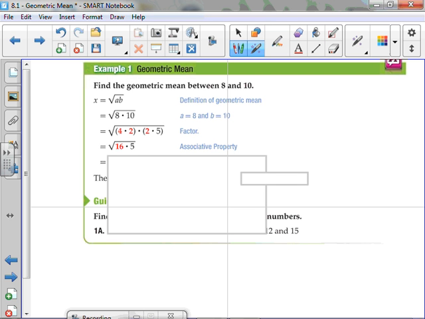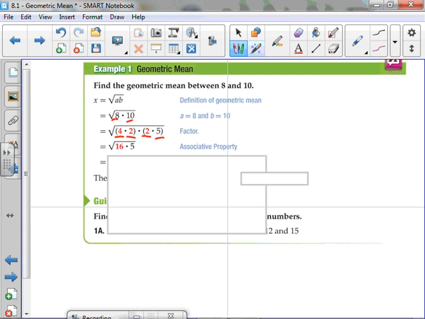Okay? So we're pulling them out from the parentheses. But that doesn't make sense. Why would you multiply 2 twice if you're multiplying 4 times 2 times 2 times 5? Yeah, so 4 times 2 does equal 8, right? Yeah. And 2 times 5 does equal 10.